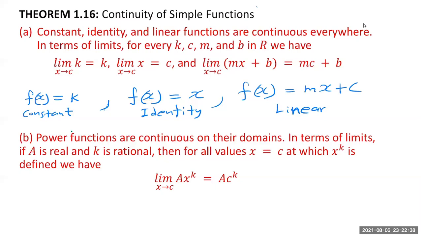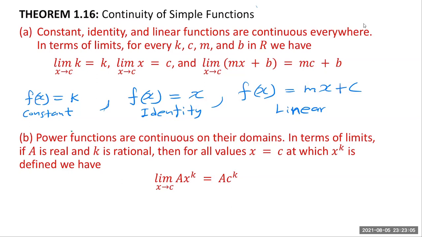Here is an example of a linear function. A linear function is a function of the form f(x) = mx + c, where m and c are some real numbers. So these types of functions are continuous everywhere. That's what part A of this theorem tells you. What do you mean by continuity? Continuity in terms of limits.